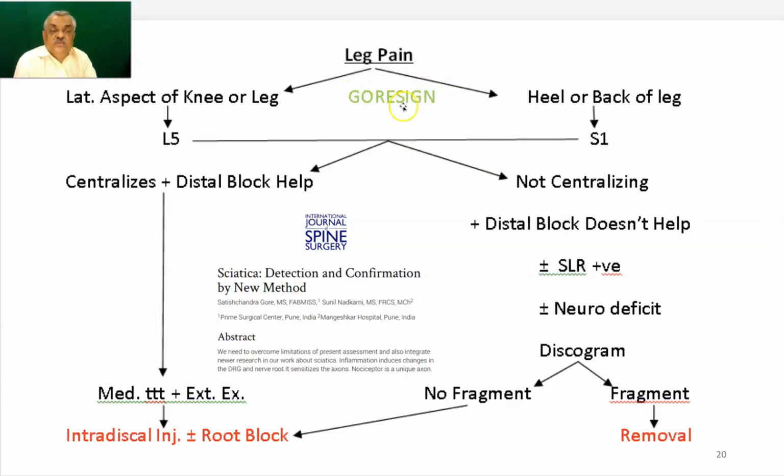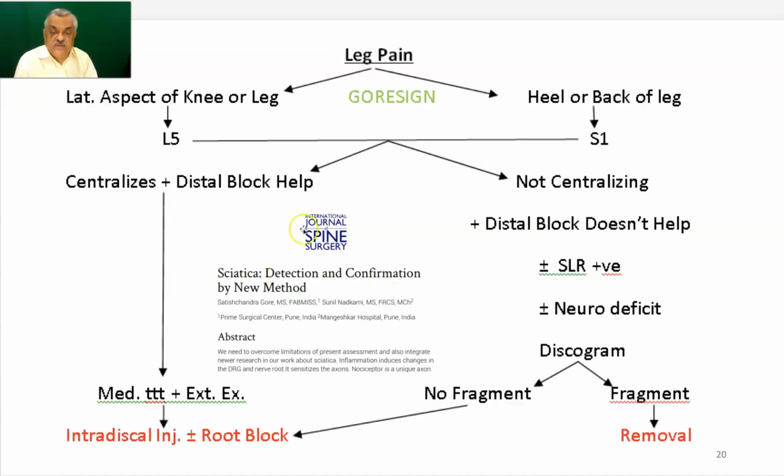The leg pain could be in the back of the leg or the heel, which is commonly associated with S1, or the lateral aspect of the knee and the leg, which is commonly seen with L5, as we have already mentioned. This pain may centralize on Mackenzie's test, and a distal block will help. That is, an injection at the spots which I am describing very soon will relieve the pain.